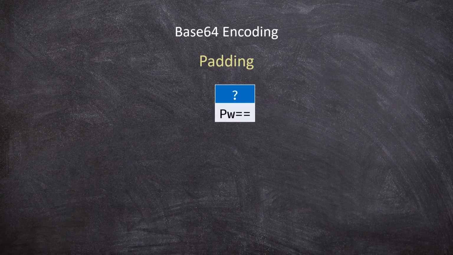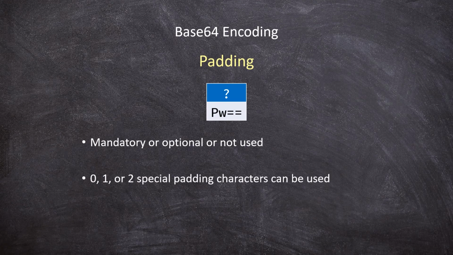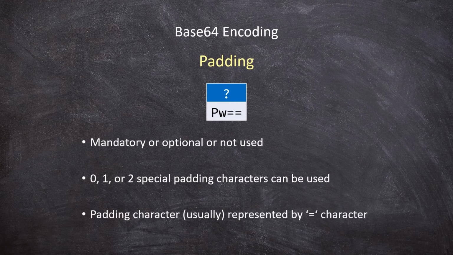Well, the answer is, when the data being encoded doesn't perfectly align with 3 bytes, we have the option to fill out the remaining portion with a special padding character. Depending on the implementation, this padding can either be mandatory, optional, or in some cases not even used at all. If you are using padding, then you only have the options of ending an encoded string with either 0, 1, or 2 padding characters. Most implementations use the equal sign for padding, but again, this doesn't always have to be the case. To fully understand padding, we can take a look at this in action using a quick demonstration.